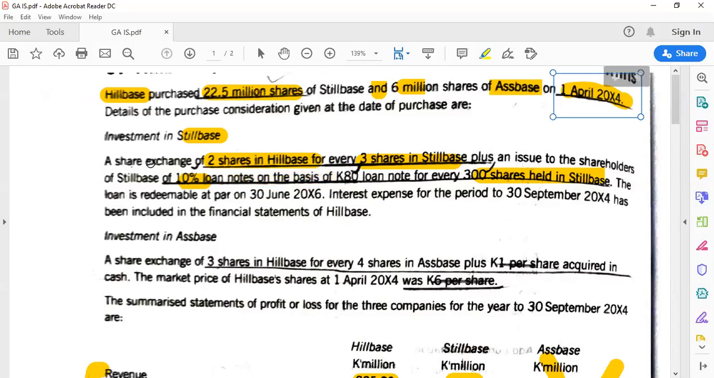We've been told here of a share exchange of 2 shares in Hillbase for every 3 shares in Stillbase, plus an issue to the shareholders of Stillbase of 10% loan notes. 10% loan notes on the basis of 80 million kwacha loan notes for every 300 shares. See, get the English the way it comes. Now, here's what you're going to do.